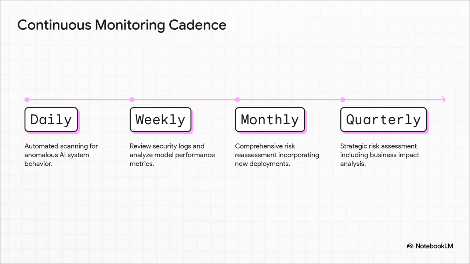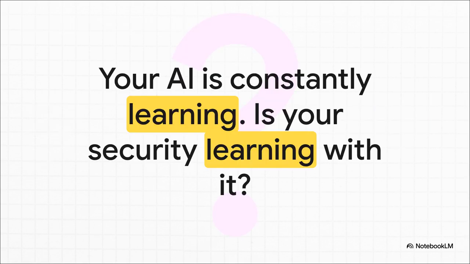You've got daily automated scans looking for weird behavior, weekly reviews of logs and model performance, a full-on risk reassessment every month, and then a big picture strategic review every quarter. This is what an adaptive strategy looks like, one that ensures your security is evolving just as fast as your AI. And that really leaves us with this final thought to chew on.